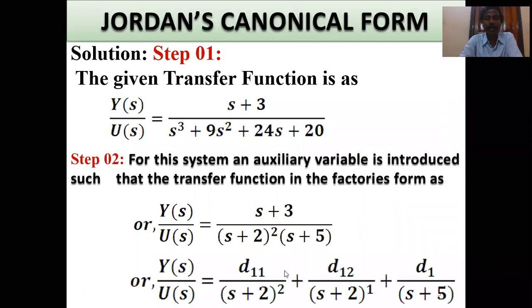So this is the partial fraction: Y(s)/U(s) equals d11 by (s + 2) whole square plus d12 by (s + 2) plus d1 by (s + 5). So first calculate d11, d12 and d1. Then determine the system stability. Also draw the state diagram.